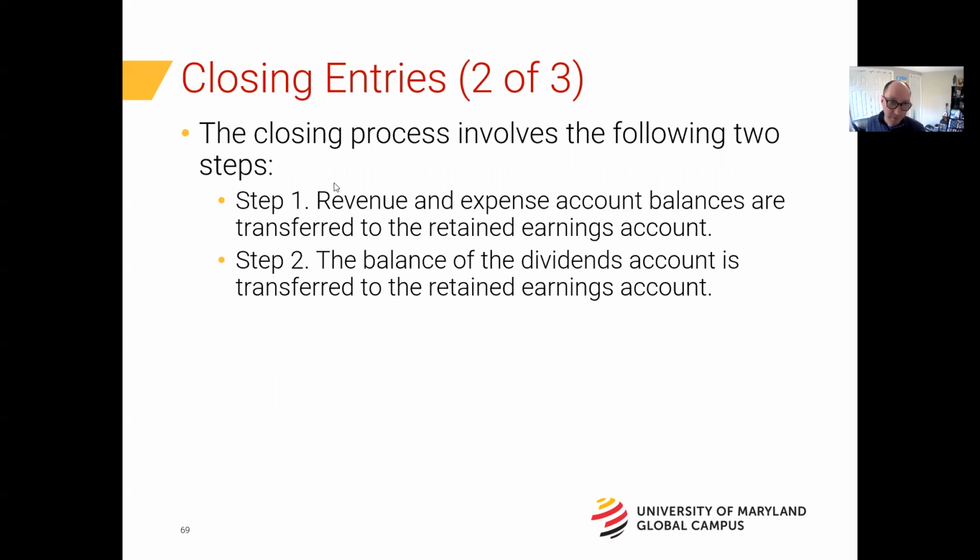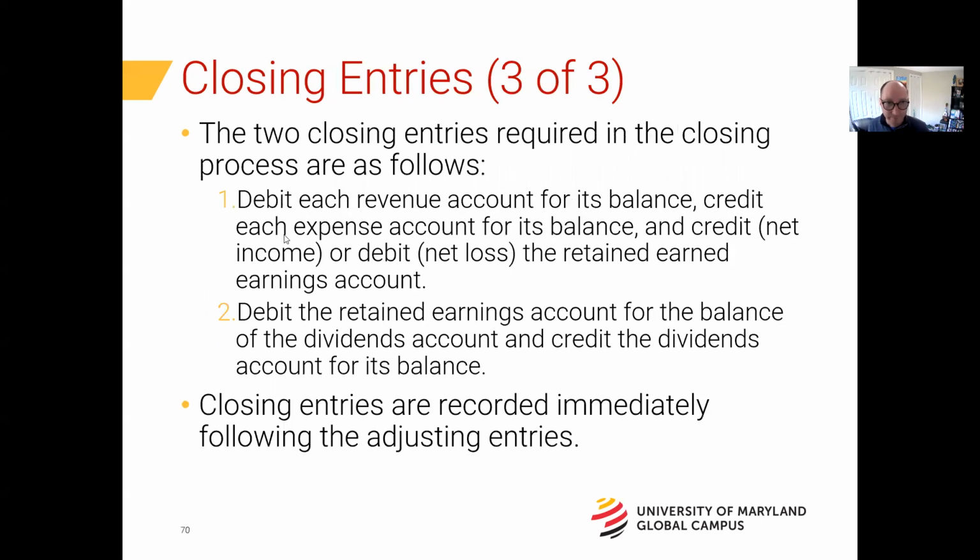It's a two-step process. Step one, our revenue and expense accounts are transferred to retained earnings. How is that? Through net income, of course. Step two, the dividends account is transferred to the retained earnings account. Here's how it works. We debit our revenue accounts for their balances. I could already hear you: Oh, Dr. B, that's reversing it. Yeah, it's like a reversing entry, basically. We debit our revenues and we credit all of our expenses.